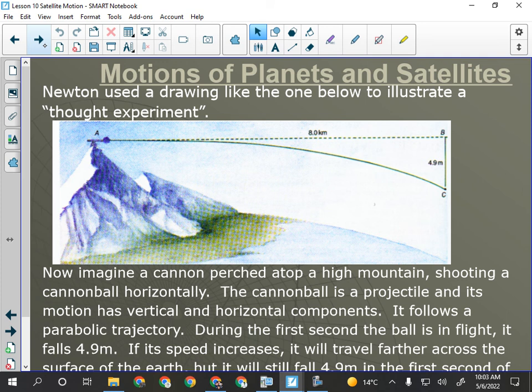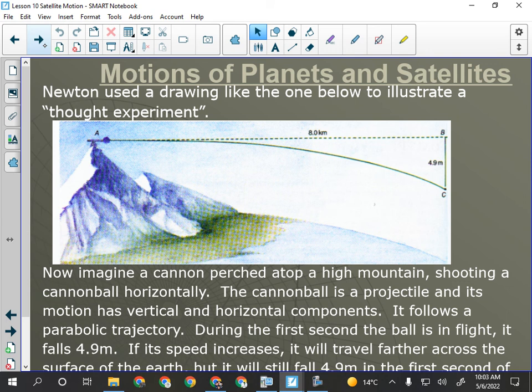But this is the basis for all satellite motion. As long as we can get something to go fast enough, it will orbit. So what we do is we build rockets and move things outside of the Earth's atmosphere, where friction is no longer a factor.